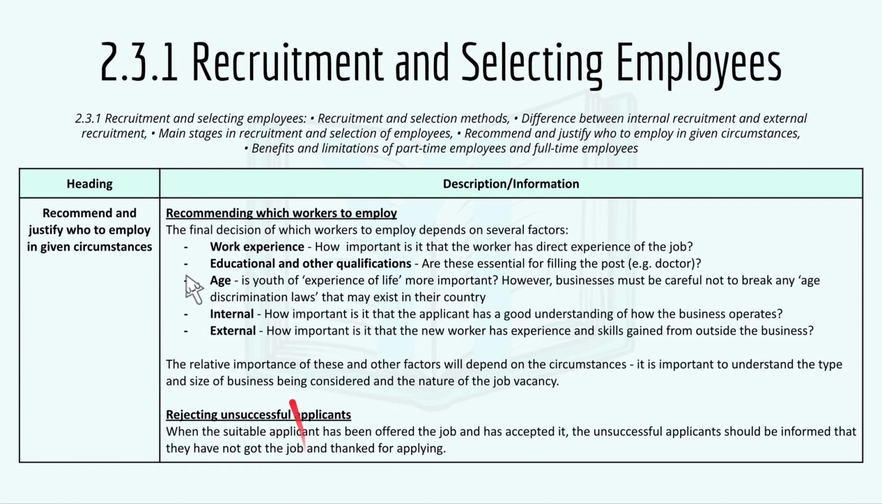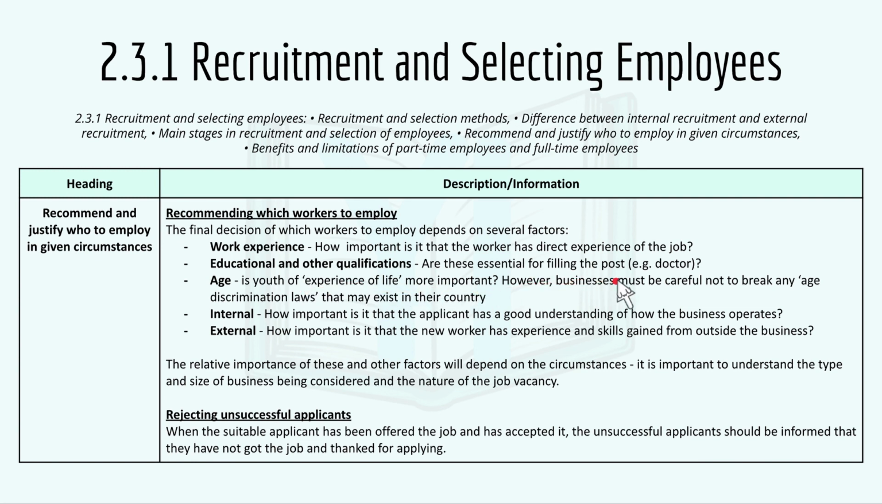Then we have recommending and justifying who to employ in given circumstances. The final decision of which worker to employ depends on several factors: work experience, and how important it is that the worker has direct experience of the job; educational and other qualifications, and whether these are essential for filling the job, like a doctor; age, and whether youth or experience of life is more important.